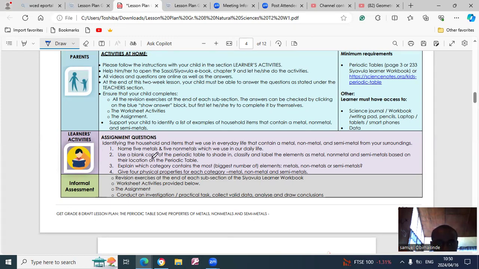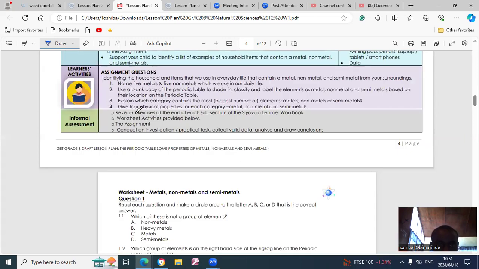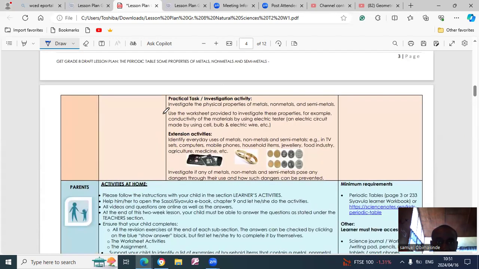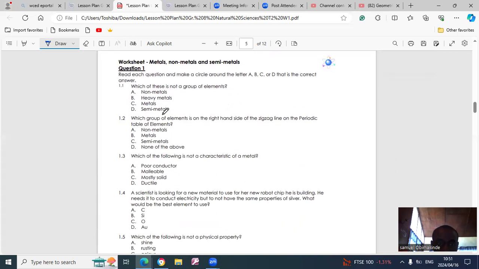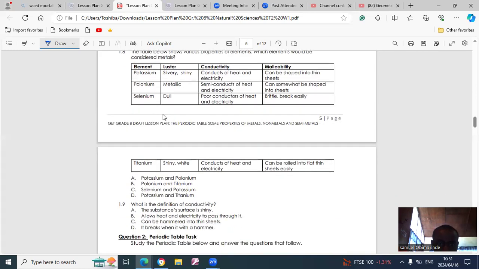Now, question 2: use a blank copy of the periodic table to shade in, classify and label the elements as metals, non-metals, semi-metals based on their location on the periodic table. So you can take a cue from this table here. Now, give 4 physical properties of each category: metal, non-metal, and semi-metal. You can get that from the previous slide, and these questions you should be able to solve conveniently. It's part of the classwork.